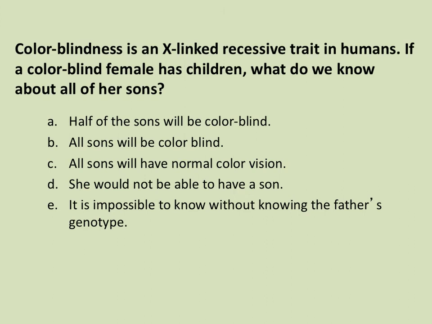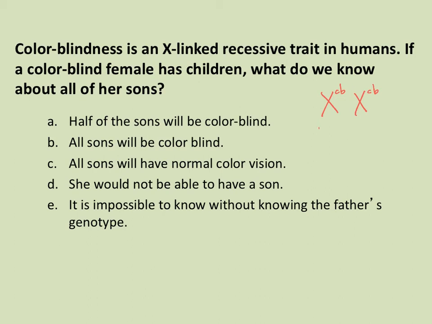In this problem, we know that colorblindness is an X-linked recessive trait. A colorblind female has children. What do we know about her sons? Well, first, what do we know about her genotype? She's female, so she has 2 X chromosomes. And if she's colorblind, that means she carries the colorblind recessive allele on both copies of her X chromosomes. So, will half or all of her sons be colorblind?